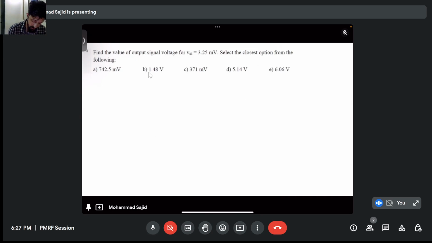And the last part I think in this question is, now we have to again find the output signal. Let me just copy the circuit.